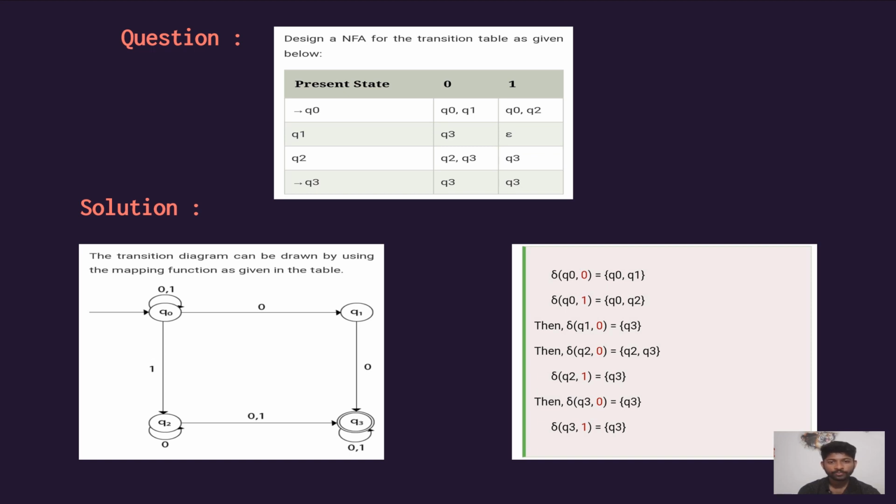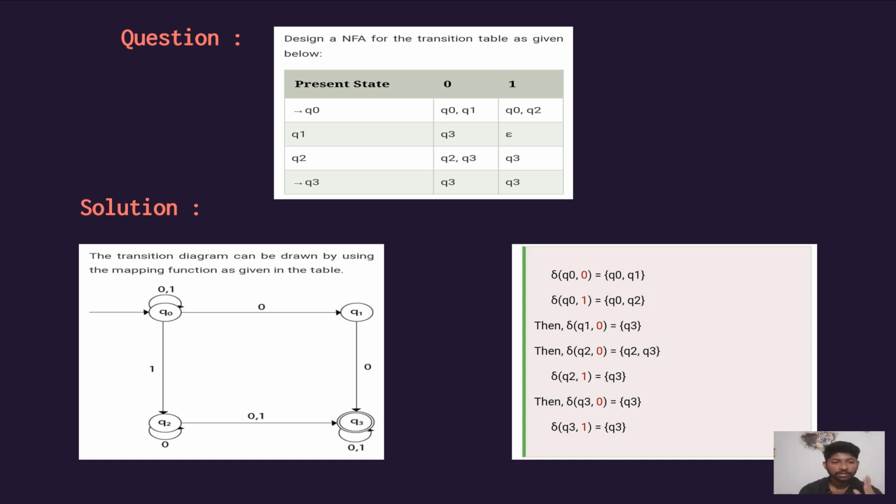Q0 on 0 is Q0 comma Q1, and on 1 it is Q0 comma Q2. Q3 on 0, the self loop is given, so it will be Q3 for 0 and 1 as well.